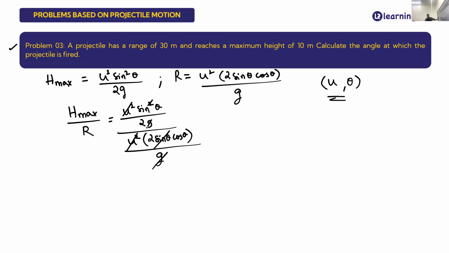Here, don't cancel this 2 and 2 because it is of the form a by b by c by d. So b and c get multiplied, d and a get multiplied. Right? So what is it that you're left with? Sine theta, divided by 2 into 2, which is 4, and you're left with cos theta. So sine theta by cos theta is going to be tan theta. So this will be tan theta divided by 4.